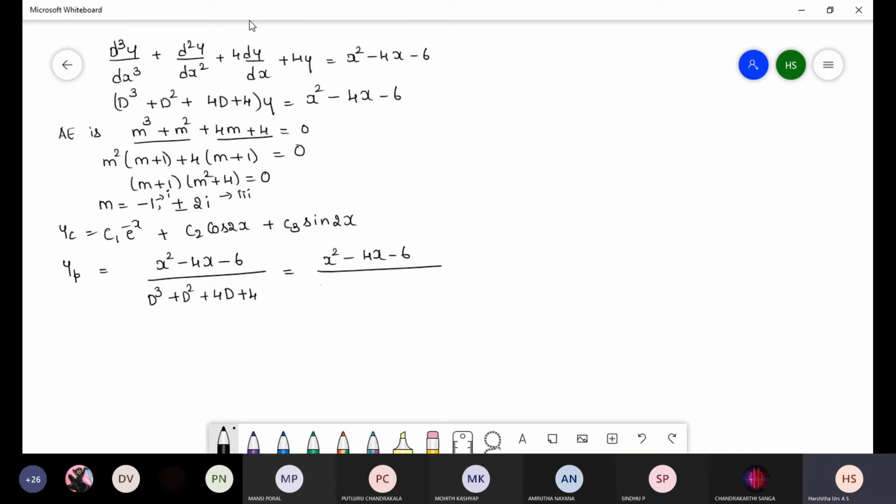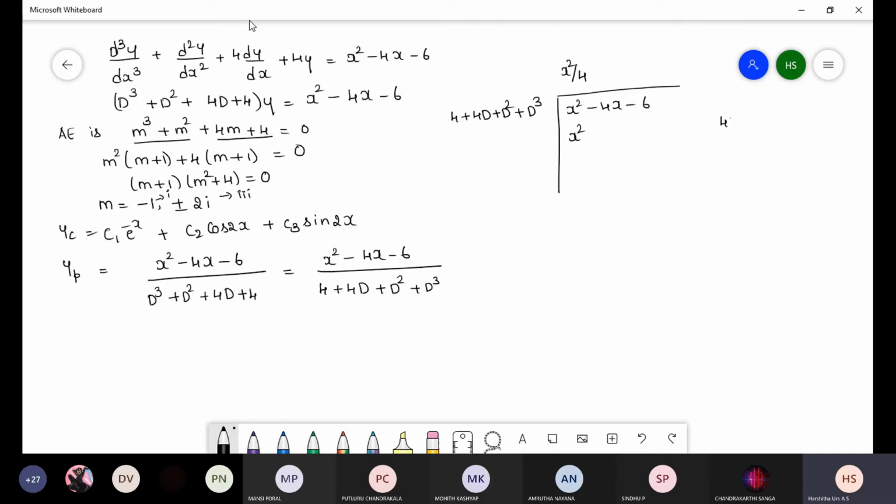I just rewrite the denominator of Yp as 4 plus 4d plus d square plus d cube. Here I use the division method. So here I write x square minus 4x minus 6, divided by 4 plus 4d plus d square plus d cube. To get x square, we have to divide x square by 4. 4 times x square by 4 is again x square.